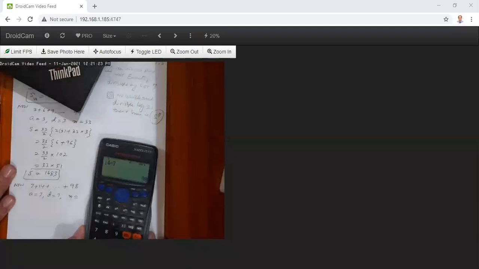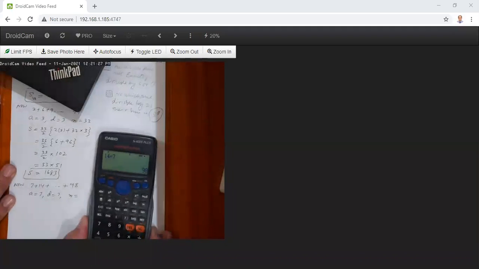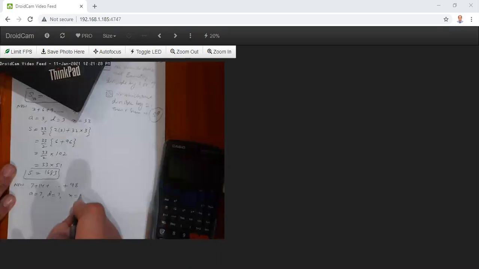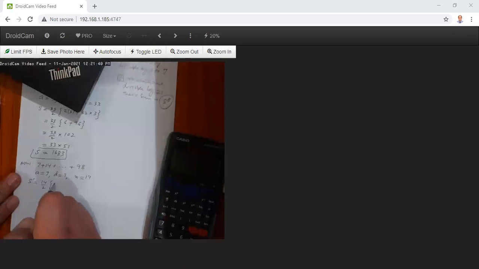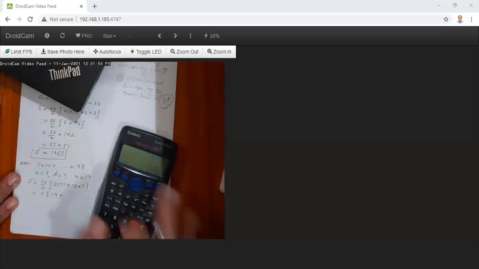हमारी केस में ये S dash है। S dash is 14 upon 2 into 2a plus n minus 1 is 13, and d is 7. Okay, so this is 7 into 14. 13 into 7 is 91, so 91 plus 14 into 7, and that is 735.